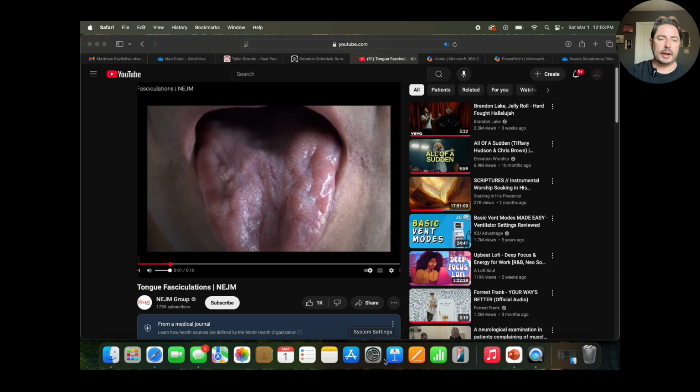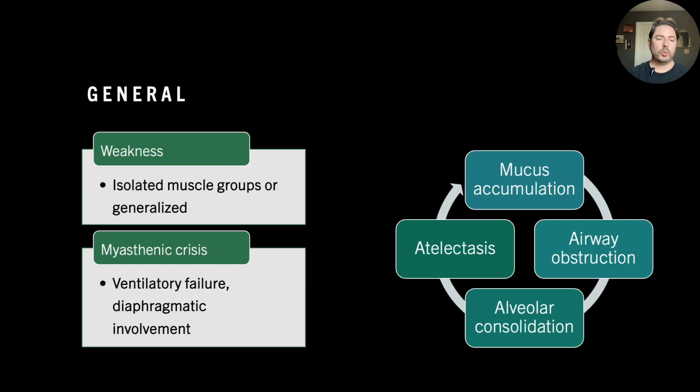So fasciculation is a new word and a new term that is associated with myasthenia gravis. So when we look at the general type of myasthenia gravis, you're going to see general weakness that's associated with specific muscle groups, or it can be an overall weakness.